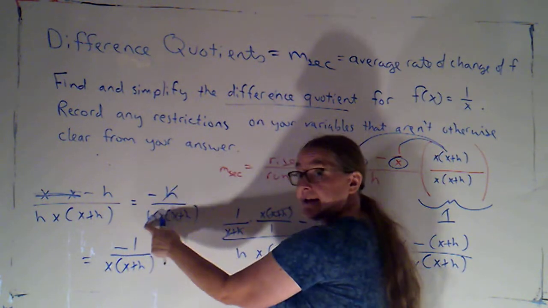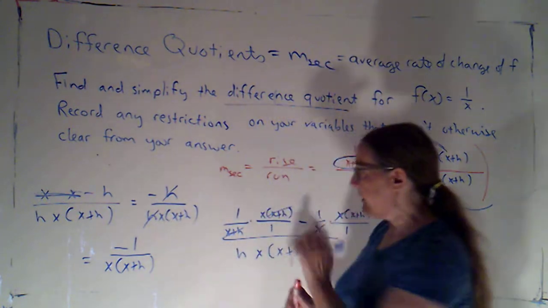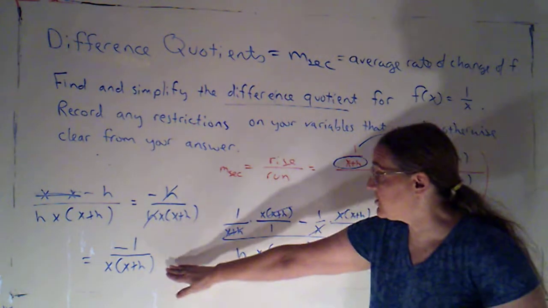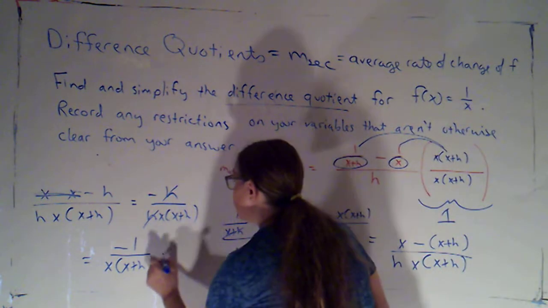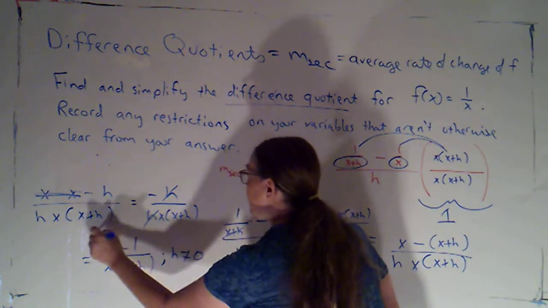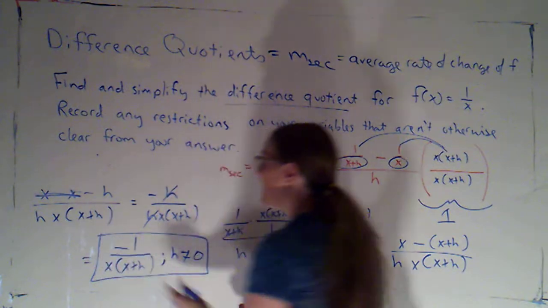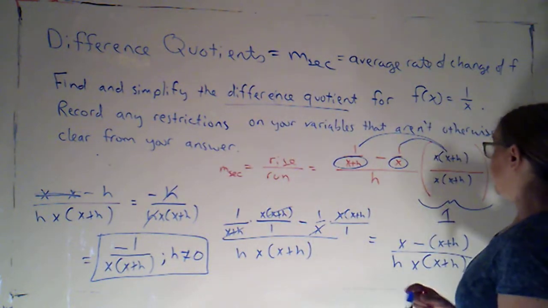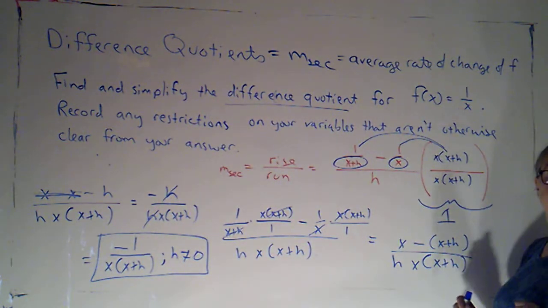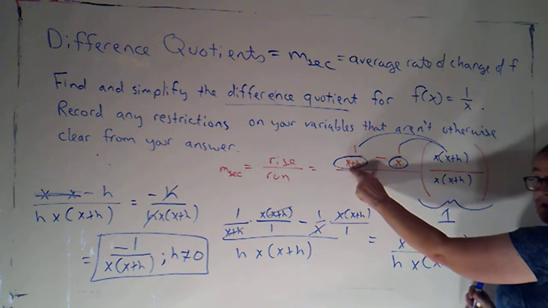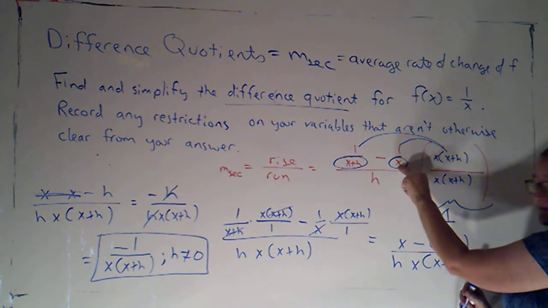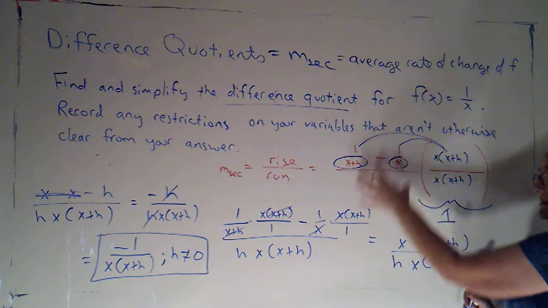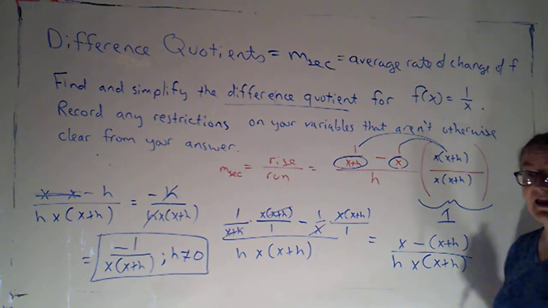This time when I canceled, now there's no longer an h on the bottom, and there's no h on any denominator, so I need to record that h cannot be 0. So in the original difference quotient, there were actually 3 things that couldn't be 0. x plus h couldn't be 0 because it was the denominator of this fraction. x couldn't be 0 because it was the denominator of this fraction. And h couldn't be 0 because it was the denominator of the whole thing.